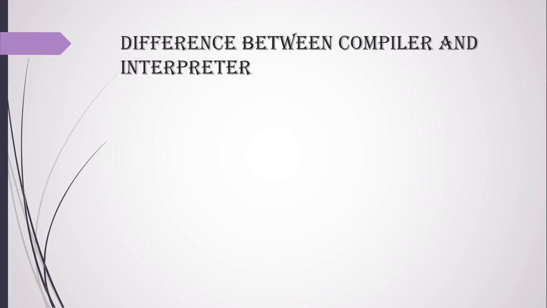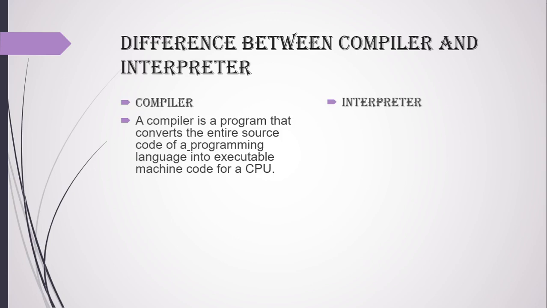A very common question that arises in our mind is the difference between a compiler and an interpreter. It is very simple and easy. Let's get into it. The very first difference is that a compiler is a program that converts the entire source code of a programming language into executable machine code for a CPU.